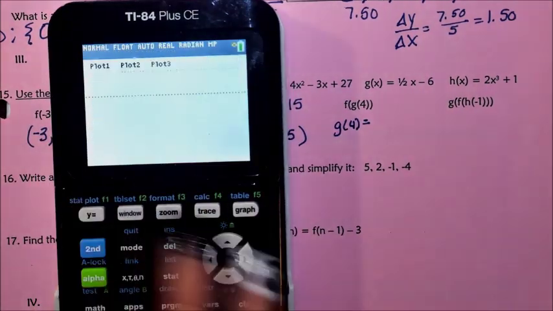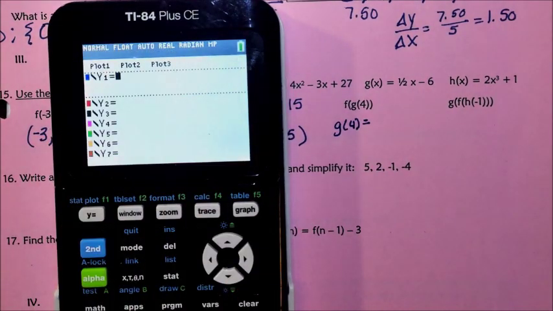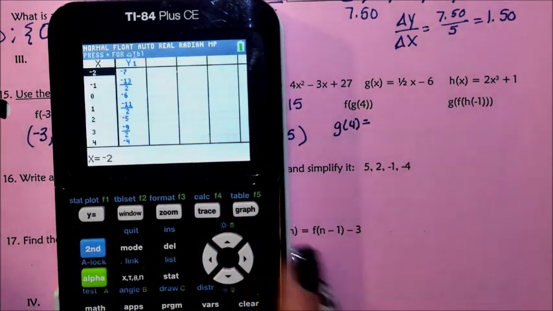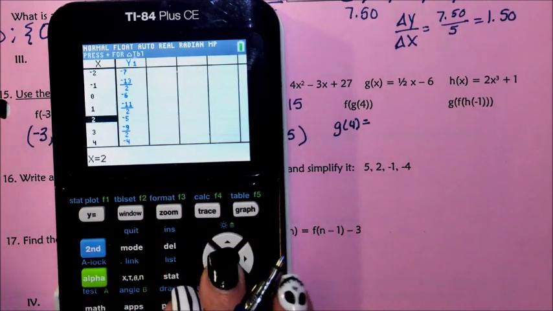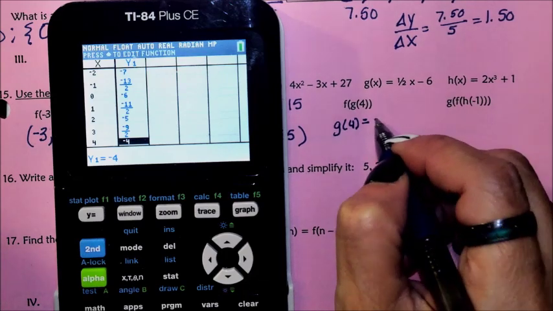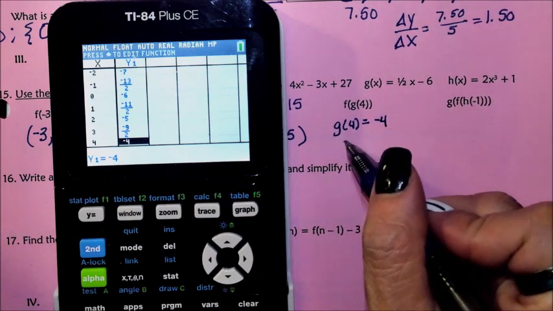Nope. So y equals, let's go to g and let's put in y equals 1/2 x minus 6. Now some of you like to put them all three in at the same time and do it. I do not, because I make mistakes when I do that. So g of 4 is negative 4. Okay, so there's g of 4.